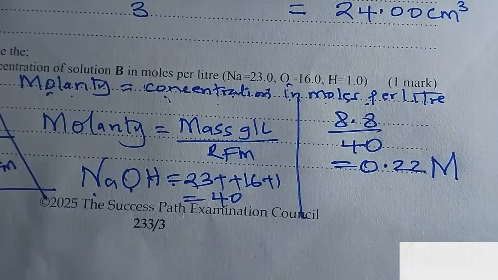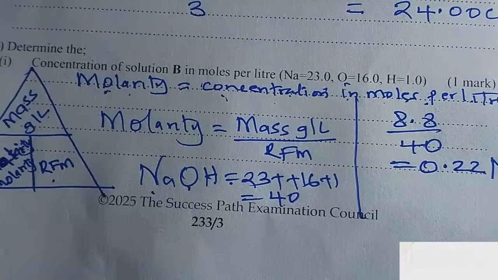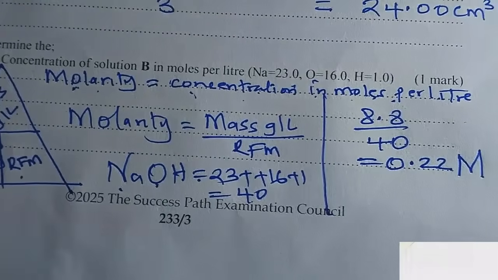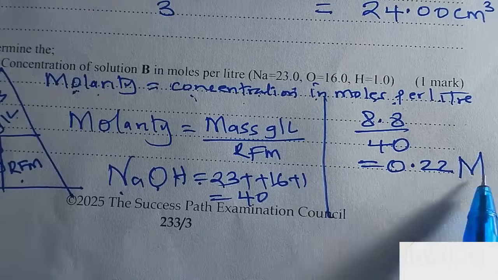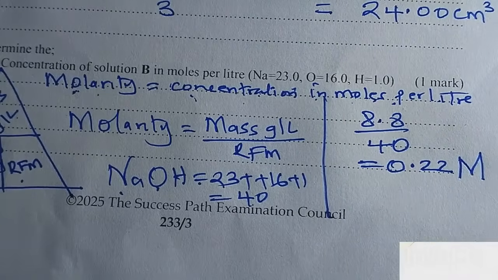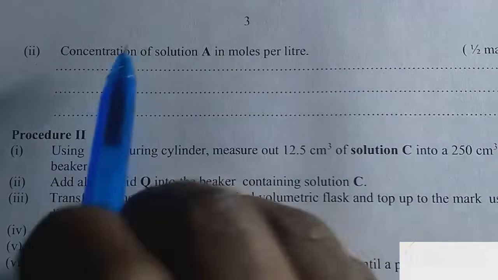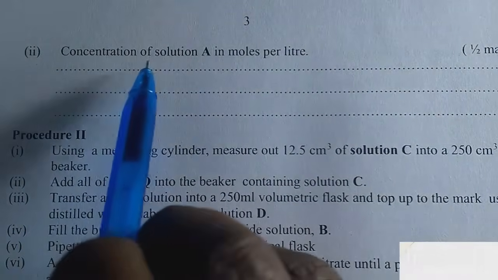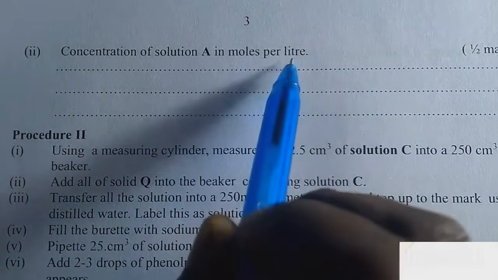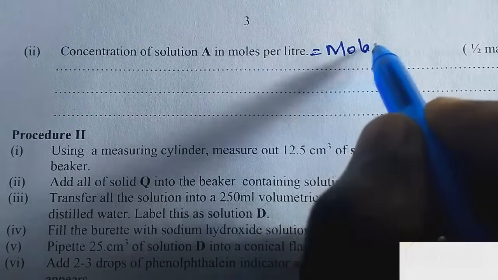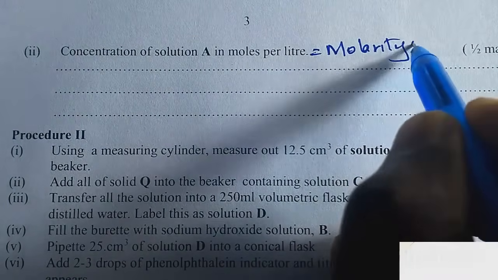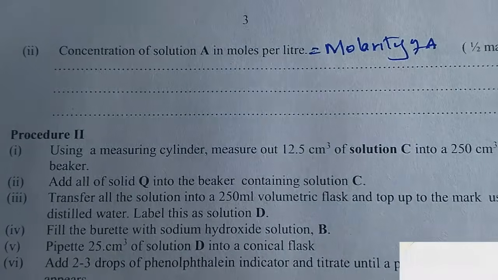And that is the concentration of solution B in moles per liter. So now we have the concentration, the number of moles in 1,000. Determine the concentration of solution A in moles per liter. So we are also asked to find the molarity of A.